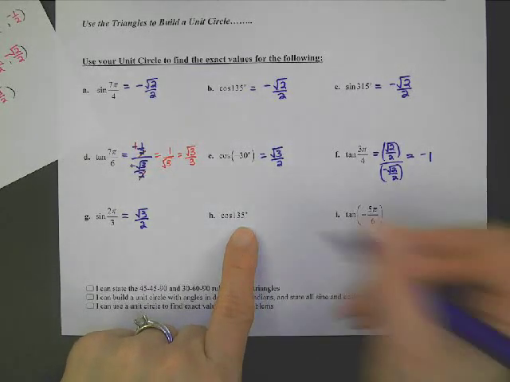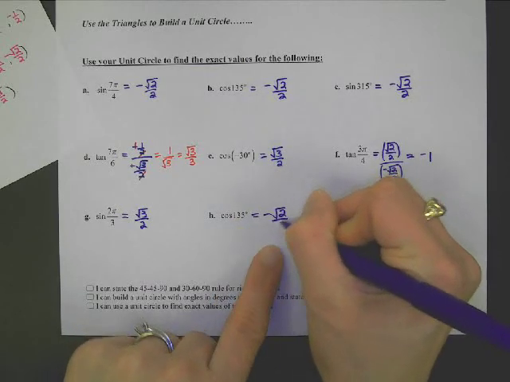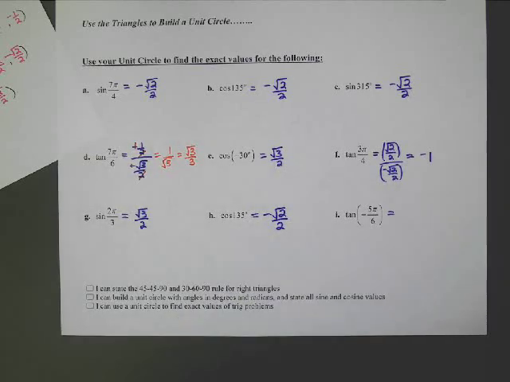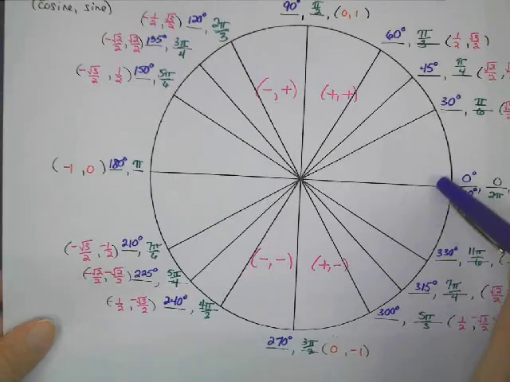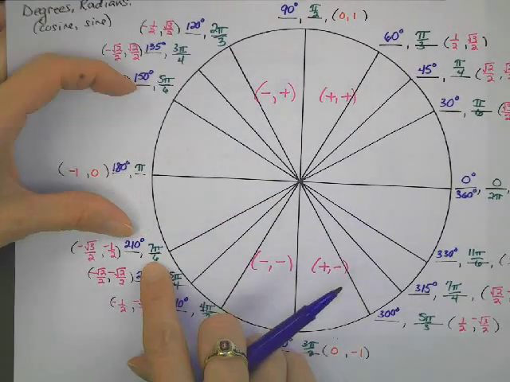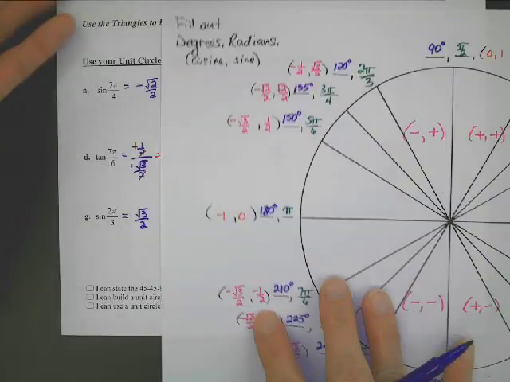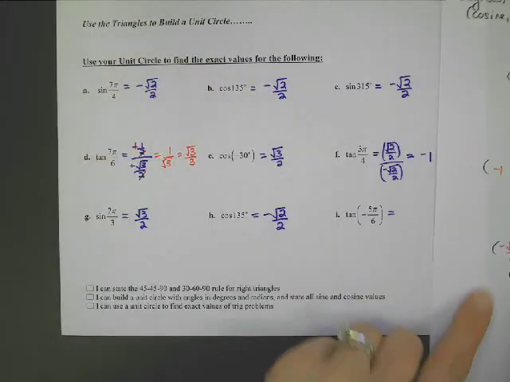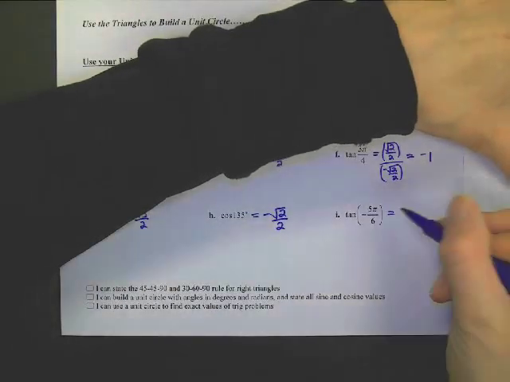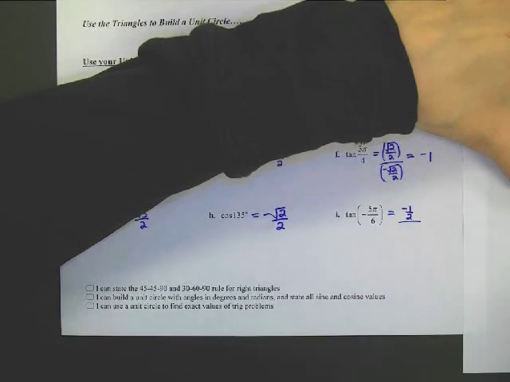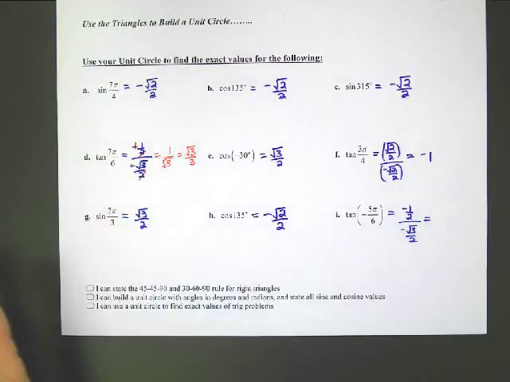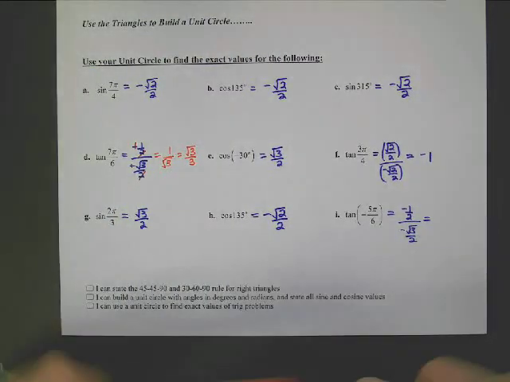Let's see, I know where negative 6 over 6 is. Here's negative 6 over 6. 5 over 6 would be right here. But we're going to have to do some tangent work. Tangent is sine over cosine. So let's take negative 1/2 and divide by negative radical 3 over 2. Please clean that up for me. 2's cancel, negatives cancel, and the final answer is radical 3 over 3.